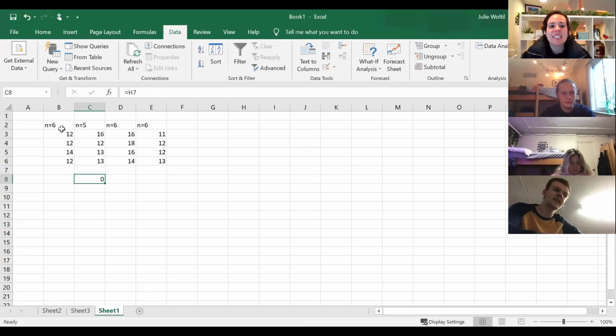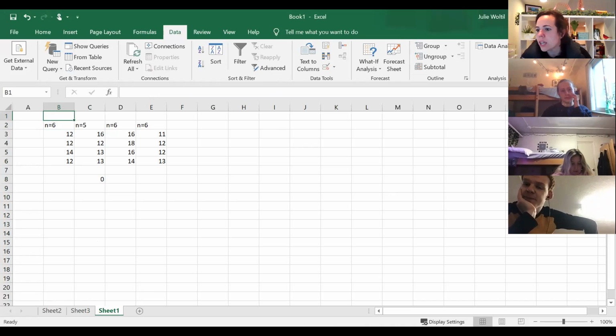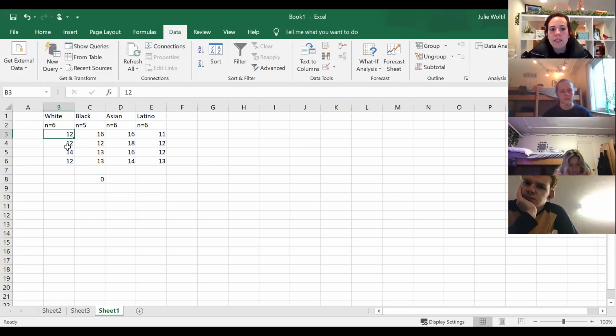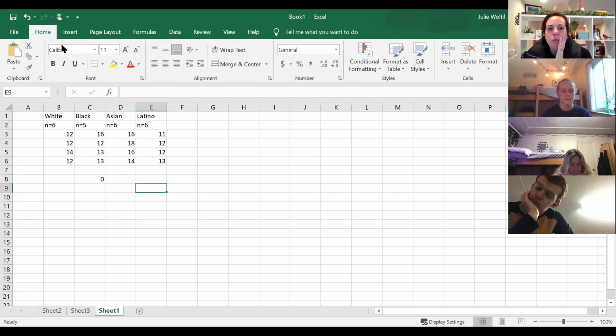Okay, this is what I've just done. This is the data we were looking at a minute ago, right? I forget the order. So this was white, Black, Asian, and Latino. I put in the N for each and then the scores right through here. Now, are you guys seeing my Excel sheet? Hopefully you are. Yes, okay.